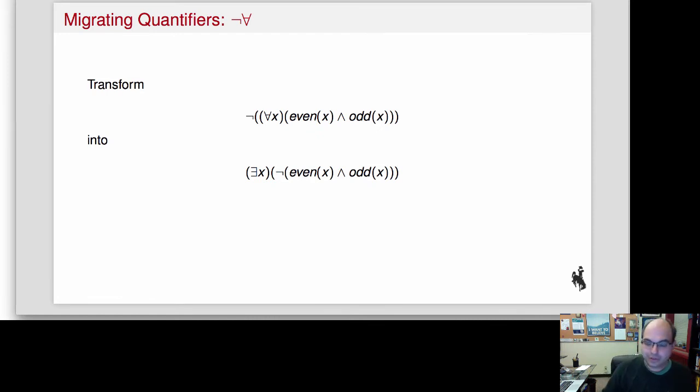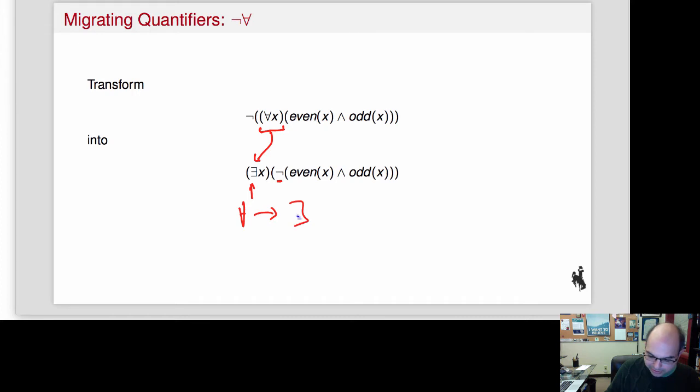So now let's try negation, okay? And negation is a little bit more interesting. So we have a negation of a term which immediately includes a for all, okay? So for all is the first thing that you encounter inside a negated term. So what we'll do is we'll take it outside of the negation. So now we have a quantifier and then negation. But the quantifier has flipped, okay? So for all has become there exists.